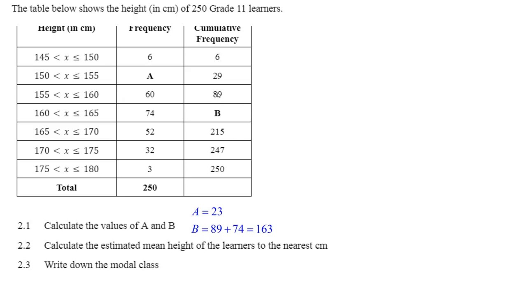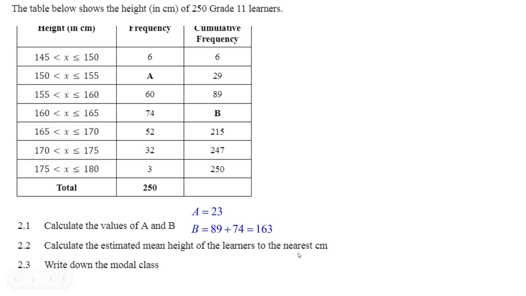And this one here, see this 89, it all adds up to the total of 89. You see, 6 plus 23 would give you 29, and 29 plus 60 is 89. 89 plus 74, that gives us the next number, B, of 163.